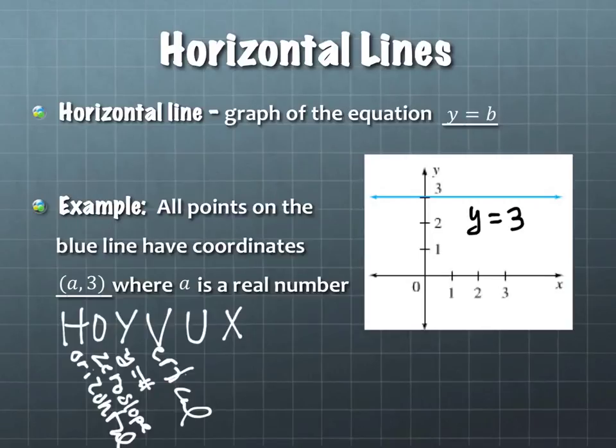Vertical lines have, do you know what the U is? Undefined slope. So how does that happen? Well, when I calculate slope, it means I get 0 in the denominator of something, and division by 0 is undefined, so the slope is undefined. And they have equations that say x equals a number.